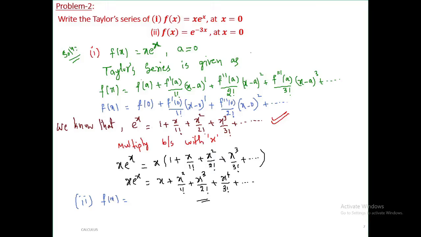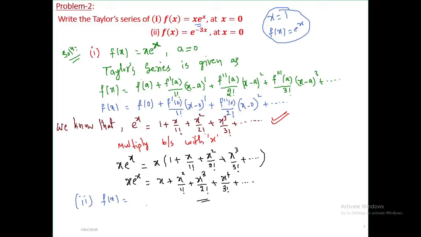Or, for example, x equal to 1 is given. What to do? For the same function x into e power x, instead of finding this one, first you find out f of x equal to e power x first. At x equal to 1 you find out this one. Then later you multiply both sides with x. So that you will get the Taylor series of x into e power x at x equal to 1. That's it. Simply you are multiplying with x, nothing else.